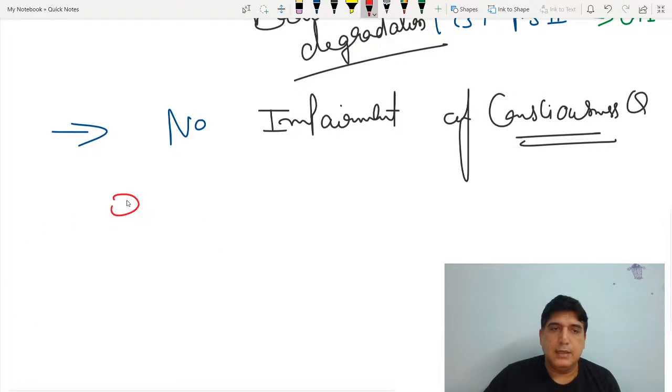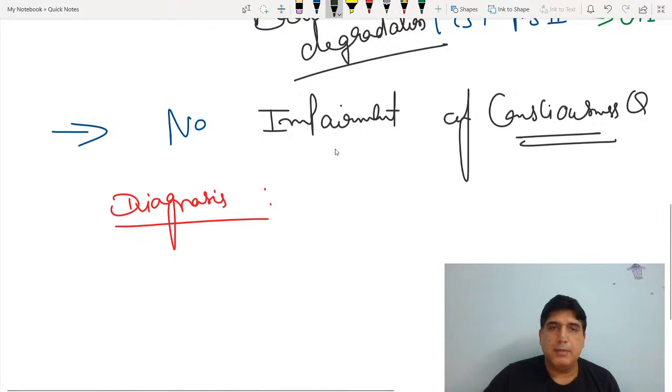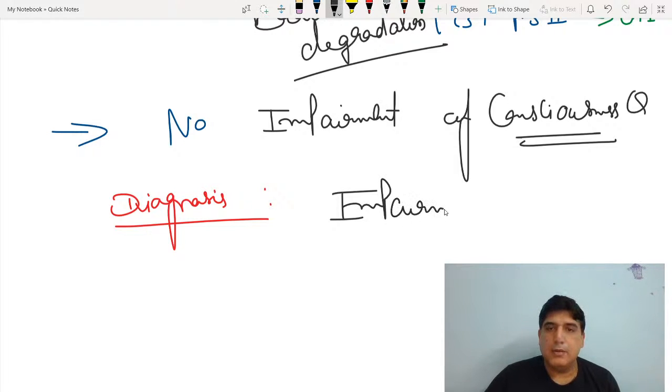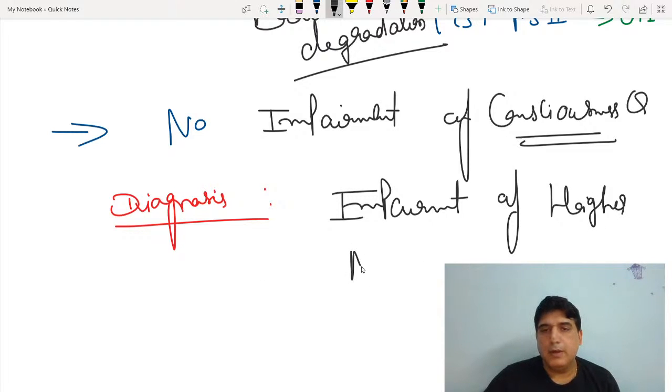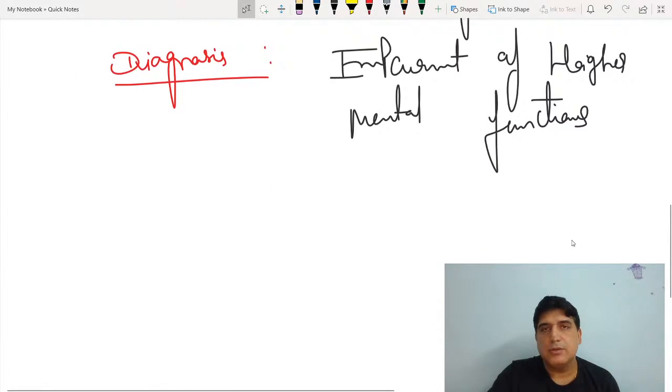Regarding diagnosis, they will ask you, what is dementia? It's an impairment of higher mental function. Please listen carefully. Every point we'll discuss here, and in exam easily you will be able to do it. Even in this recent INI-CET exam, they asked one question: all of the following are subcortical dementia except. So these questions they are asking. So impairment of higher mental functions is dementia. It is not just memory loss or forgetfulness.